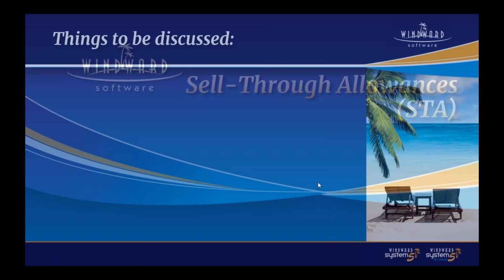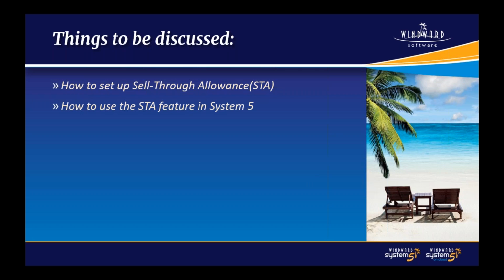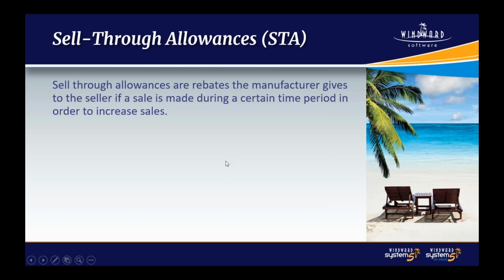What are the things that we'll be discussing today? That includes how to set up sell-through allowances and how to use the STA, or the sell-through allowance feature, in System 5. So first things first, what are sell-through allowances? Sell-through allowances are rebates the manufacturer gives to the seller if a sale is made during a certain time period in order to increase sales.